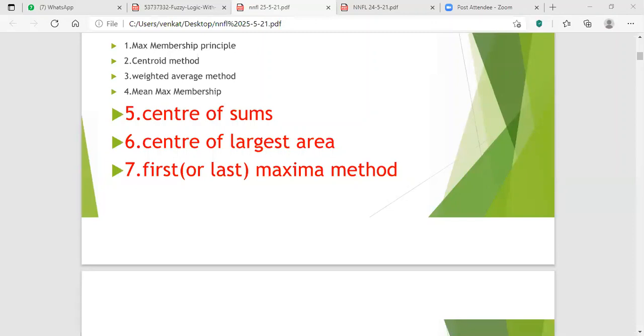In Mamdani system, this example you can observe. If x1 is a1 and x2 is a2, then y is b. In Sugeno system, the consequent part is a function of both your inputs. Okay, so in both the Mamdani system and Sugeno system, the rule-based system is different.